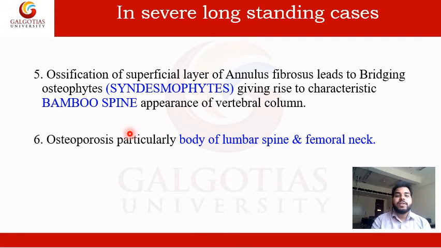In long-standing or severe cases, what will happen? There is ossification of the superficial layer of the annulus fibrosus, leading to bridging of the osteophytes. These are also known as syndesmophytes, giving rise to the characteristic bamboo spine appearance of the vertebral column. Osteoporosis, particularly of the bodies of the lumbar spine and the femoral neck.